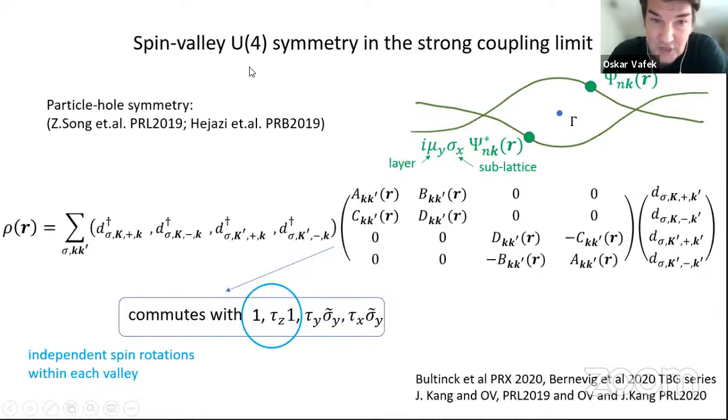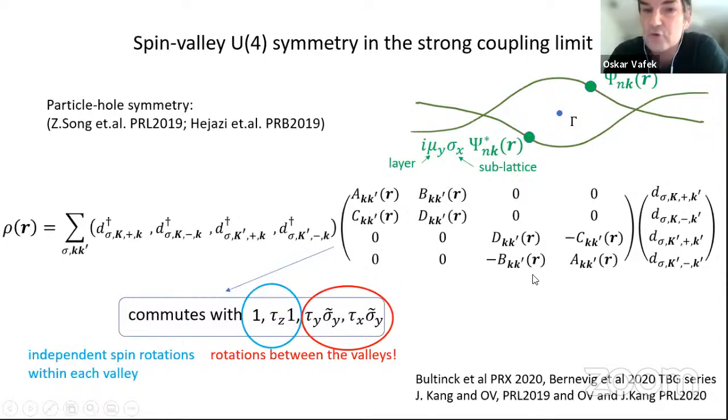However, the projected Coulomb interactions have a larger symmetry, and that's because there is another pair of 4x4 Pauli matrices, again tau acting in the valley, sigma tilde acting in the band in this particular case, which also commute with this 4x4 matrix. And now, because we are changing the valleys, we are able to rotate continuously between them. Okay, so these will be the generators.